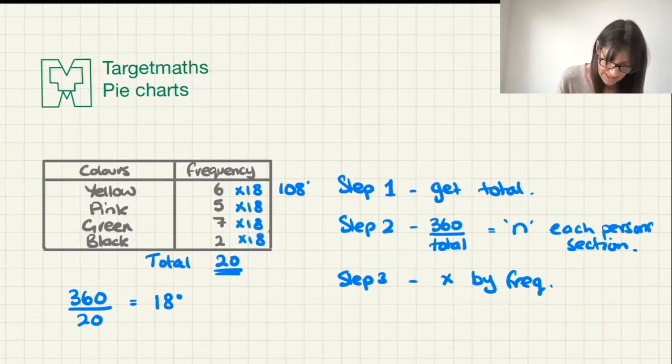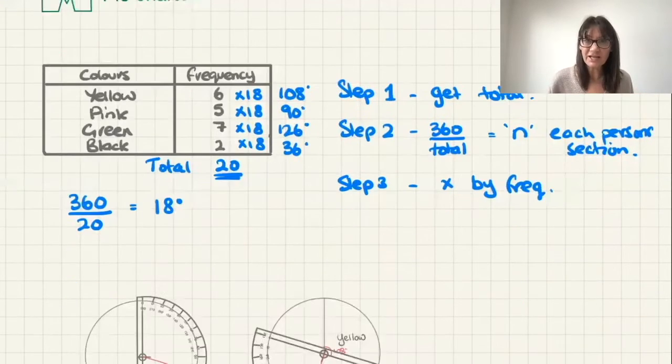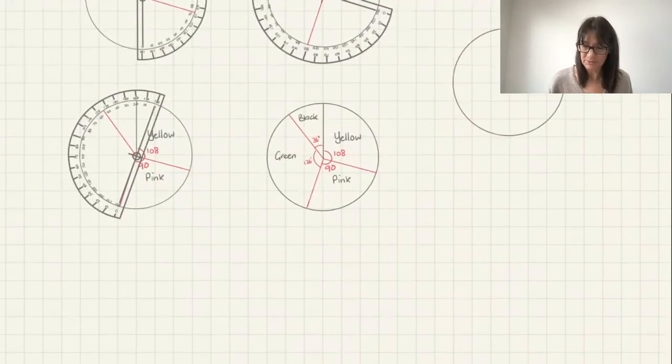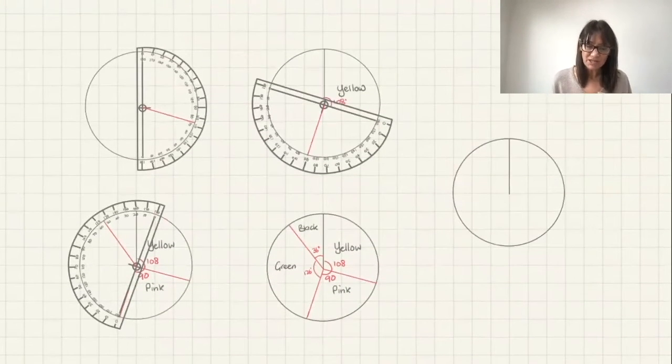And that's going to give me 90 degrees, 126 degrees, and 36 degrees. And then I would go on and draw the actual pie chart itself. Now, that's a very difficult thing for me to model over this style of learning, which is a bit of a shame. I've done my best to talk you through what's happening. So in the exam, you will always be given a starting point.